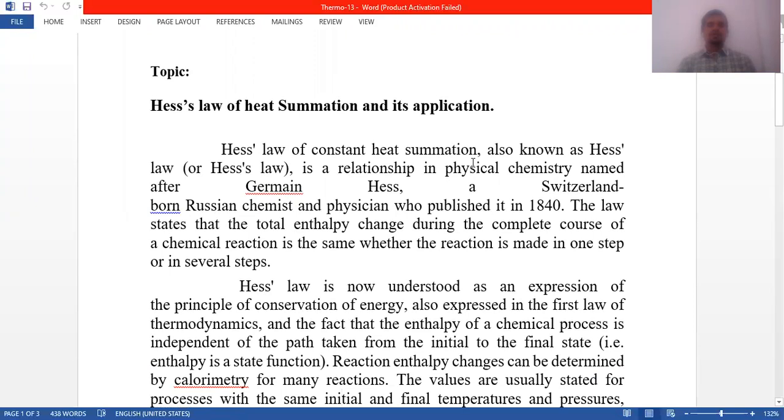Hess's law of constant heat summation is also known simply, or in short, as Hess's law. It is a relationship in physical chemistry named after the German scientist Hess. Hess is the name of a German scientist.